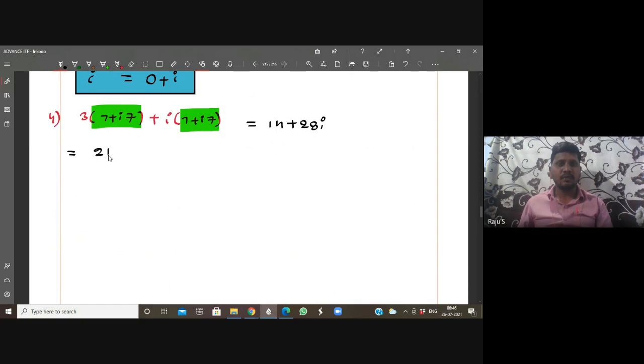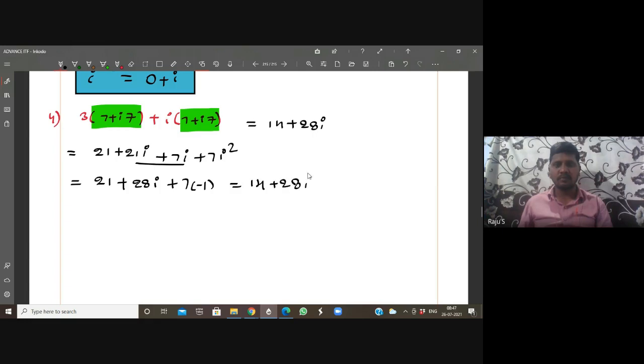So 21 plus 21 iota plus 7 iota plus 7 iota square. 21 plus these two are 28 iota, plus 7 times of minus 1. This is equal to 14 plus 28 iota. Absolutely right. Now 5th question.